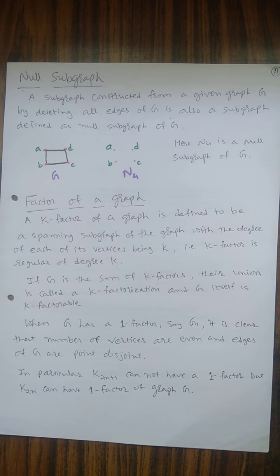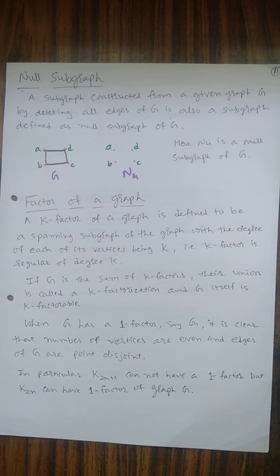Let's understand. A k factor of a graph is defined as a spanning subgraph of the graph with the degree of each of its vertices being k. That is, a k factor is a regular graph of degree k. So if there are k factors, each vertex has degree k. If G is a sum of k factors, their union is called a k factorization and G itself is k factorable.